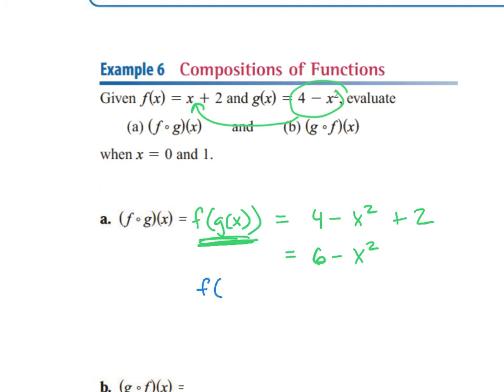So here we have f of g of 0. So this would be 6 minus 0 squared, which is just 6. And then we can plug in f of g of 1. And this is 6 minus 1 squared, which is 5.